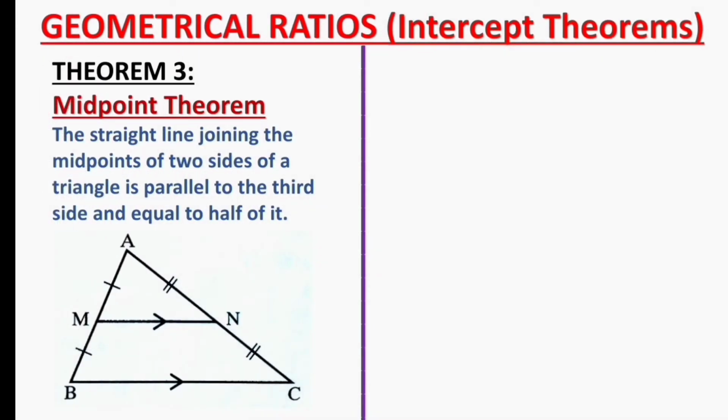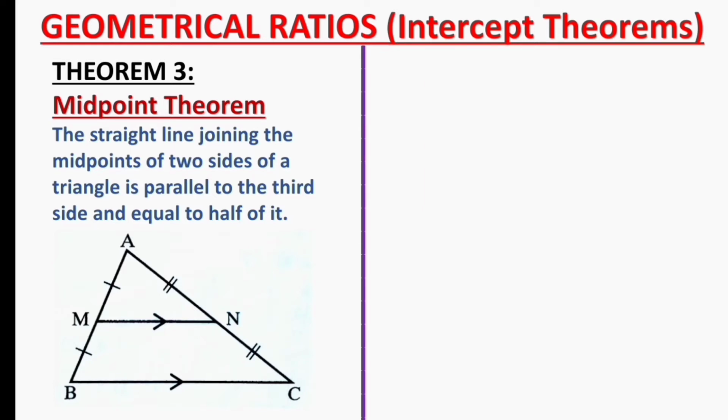Looking at the third intercept theorem. Theorem 3, midpoint theorem. The straight line joining the midpoints of two sides of a triangle is parallel to the third side and equal to half of it. We have a diagram below to illustrate theorem 3, talking about the midpoint theorem. Here we have a triangle ABC with the point M being the midpoint of the length of A to B, while the point N being the midpoint of the length from A to C.